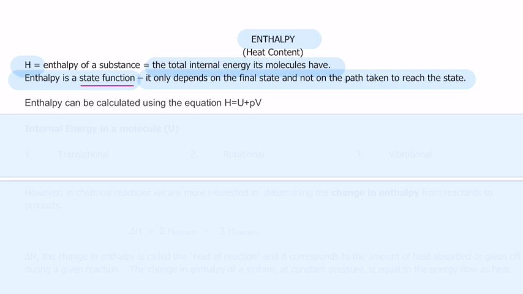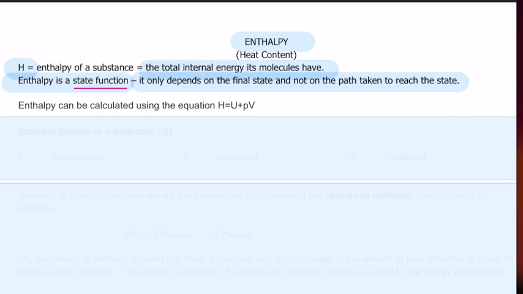to reach that state. I'm telling you right now, this is something chemistry teachers love to ask. It's a question that shows up on the AP exam as well. What do we mean by enthalpy state function? So make sure you understand that.